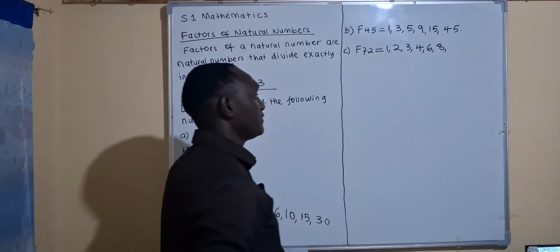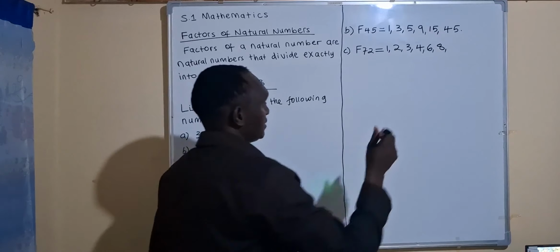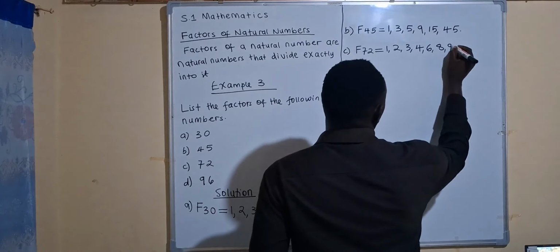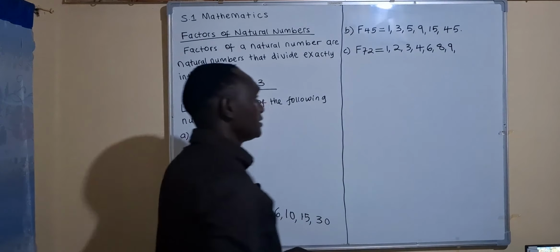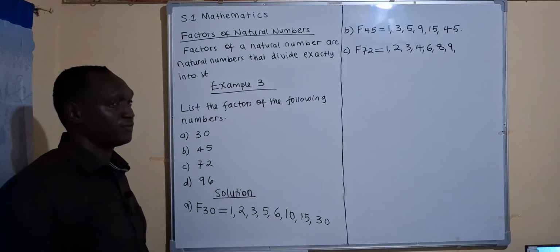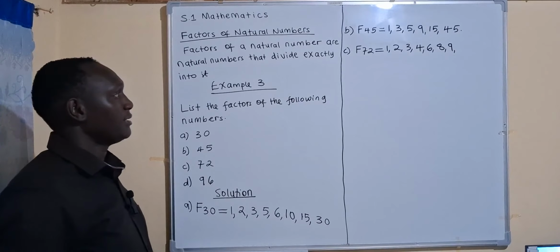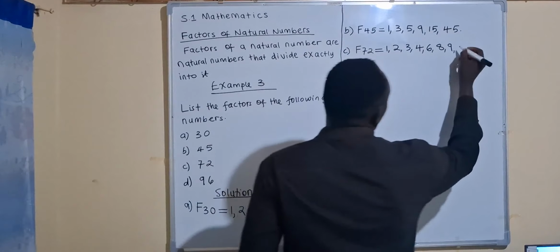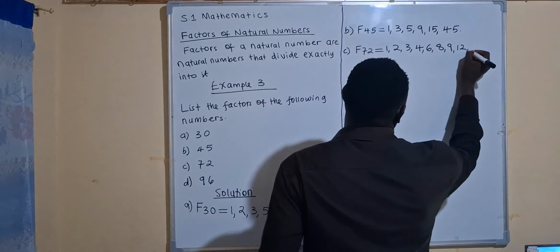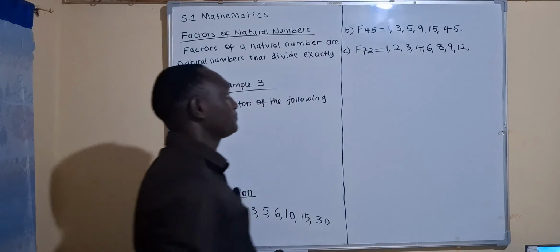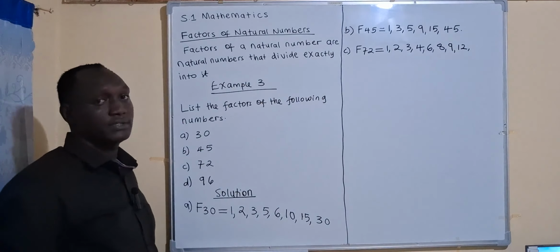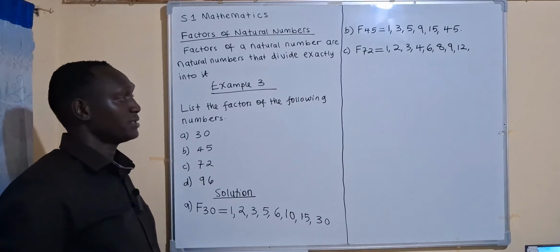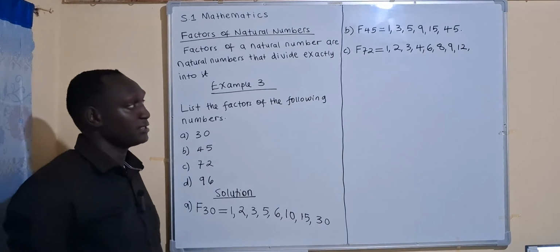How about 9? 72 divided by 9 gives us 8 and the remainder is 0. Therefore, 9 is a factor. 10, no. 11, no. 12, yes. 72 divided by 12 gives us 6 and the remainder is 0. Therefore, 12 is a factor. And then 13, 14, 15, 16, they are not.